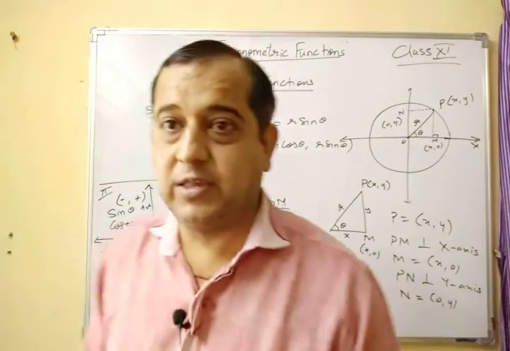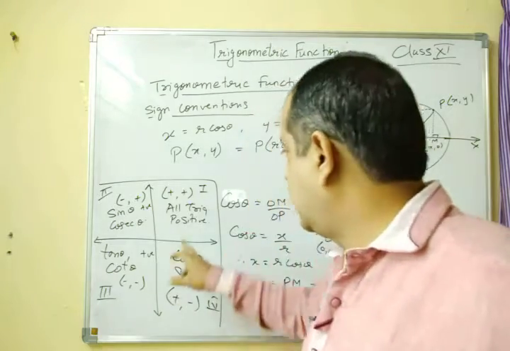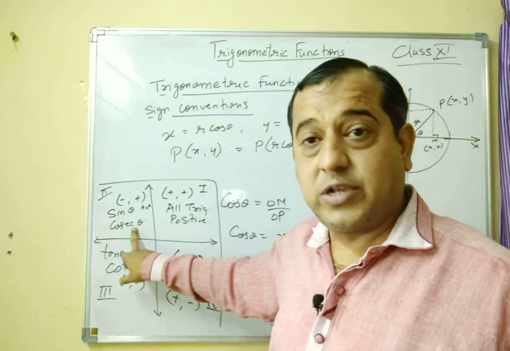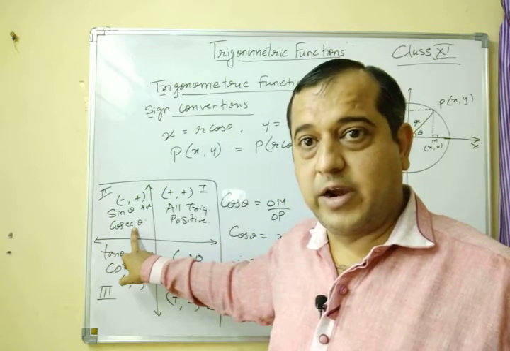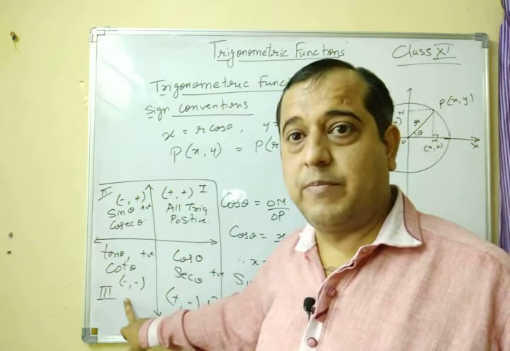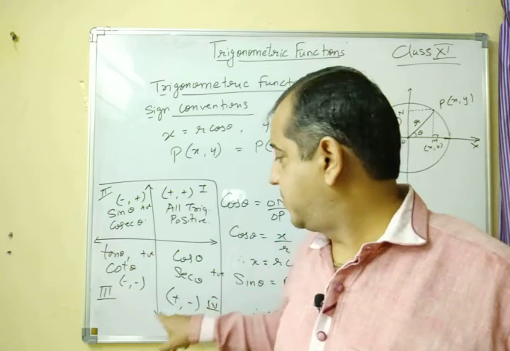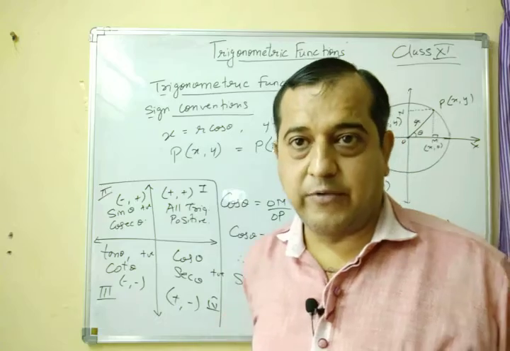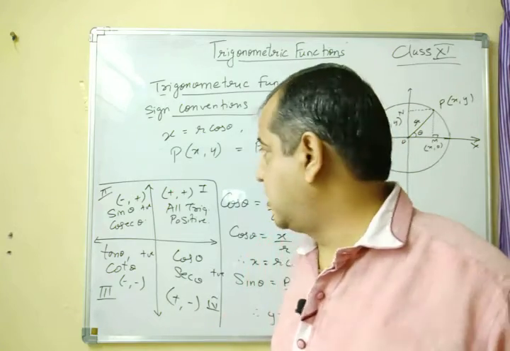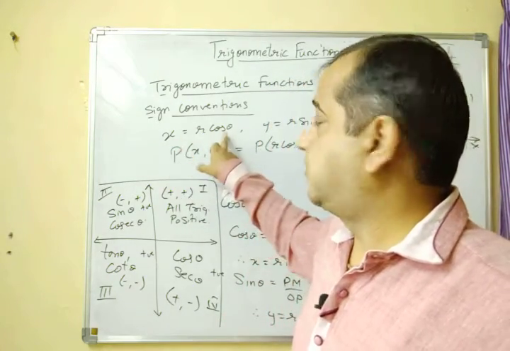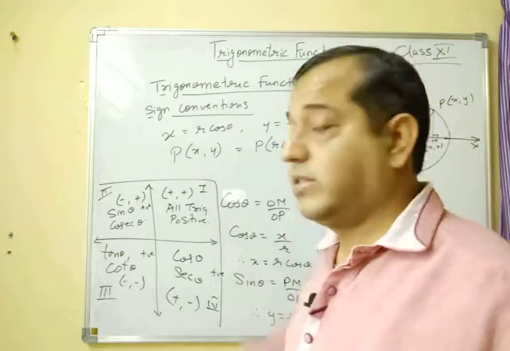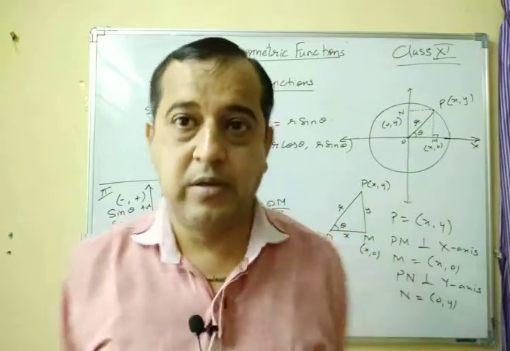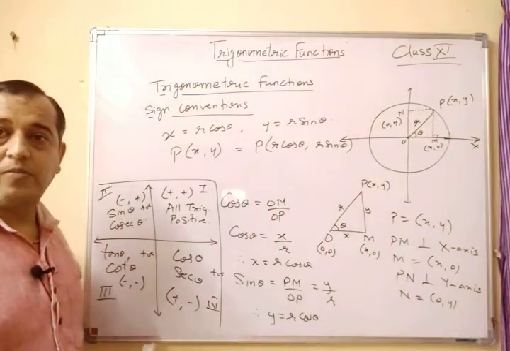As far as the sign conventions are concerned: all trigonometric ratios are positive in the first quadrant; sin theta and cosec theta are positive in the second quadrant, remaining all negative; tan theta and cot theta are positive in the third quadrant, remaining negative; cos theta and sec theta are positive in the fourth quadrant, remaining negative. This is about the sign convention. One more thing: x always represents the cos function and y always represents the sine function. Clear? Please note it down.